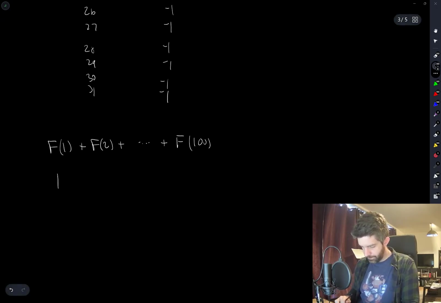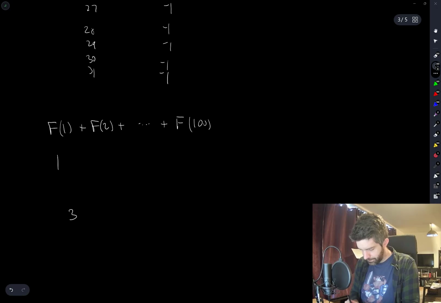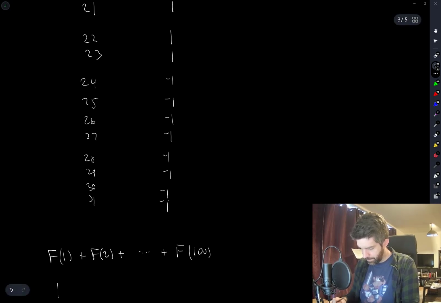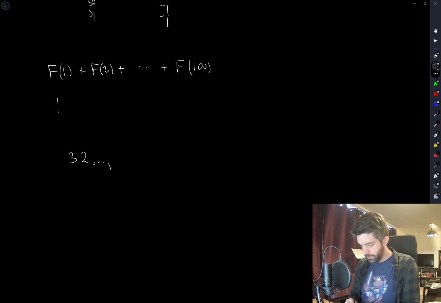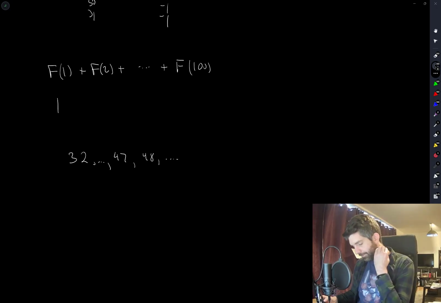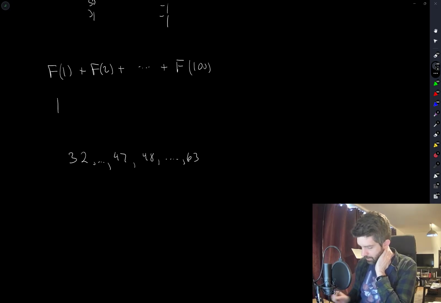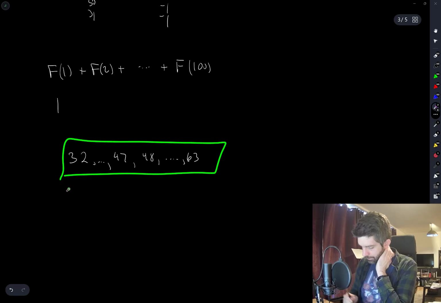So 32 up to, well, we have 8 in a row here. There's going to be 16 in a row. So 32 plus 16 is 48. This will go to 47. And then 48 up to, if I add 16 to 48, that gives me 64, so 63. These are all going to cancel.